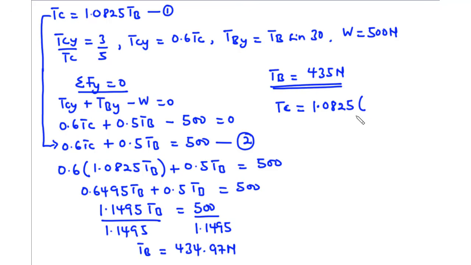Now we are going to multiply this by TB. So we have 434.97. After multiplying the two values, we are going to get 470.85. Rounding this up to the nearest whole number, we have 471 newtons. This is the value of TC, the tension in the cable CA. Now let's move on as we take the next example.